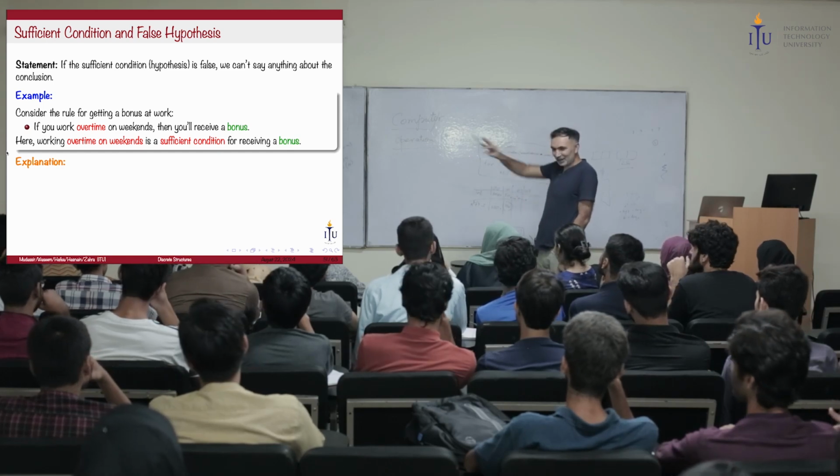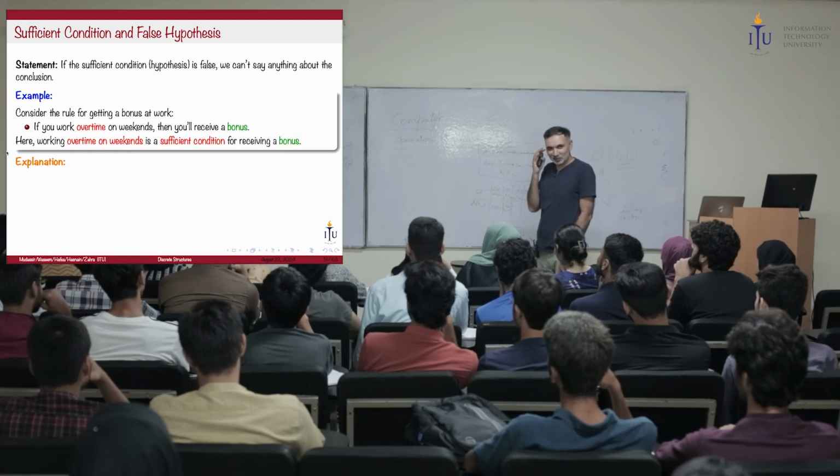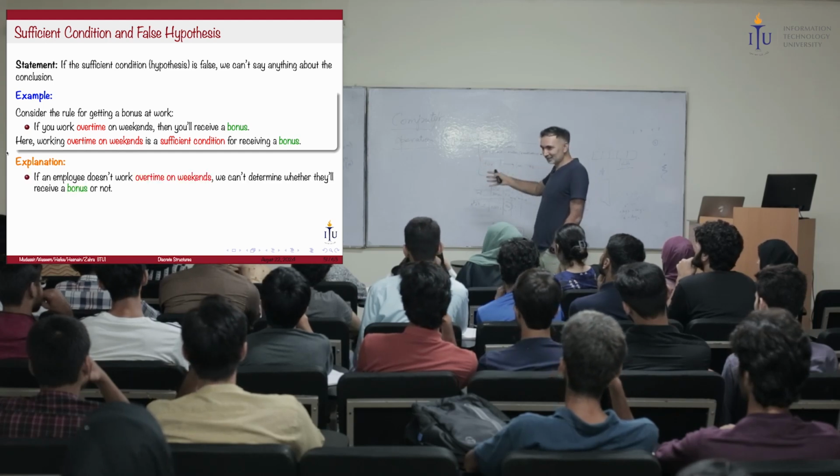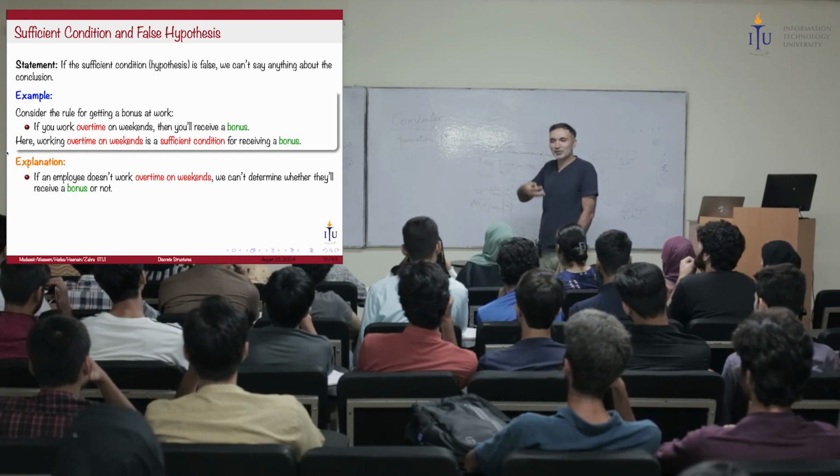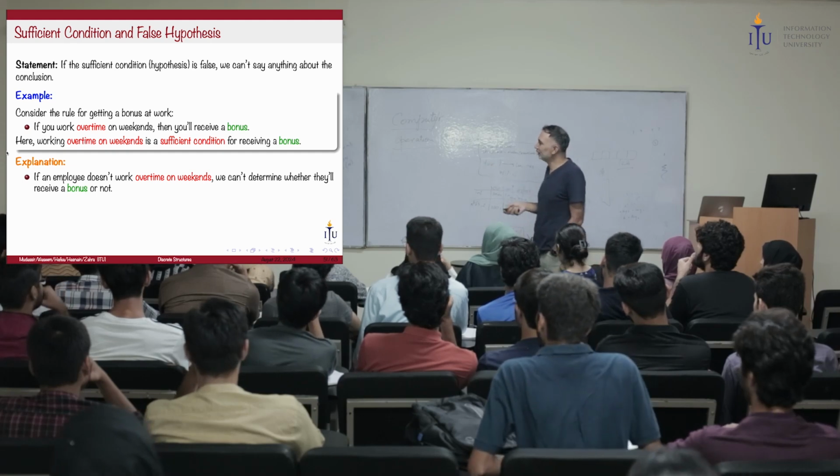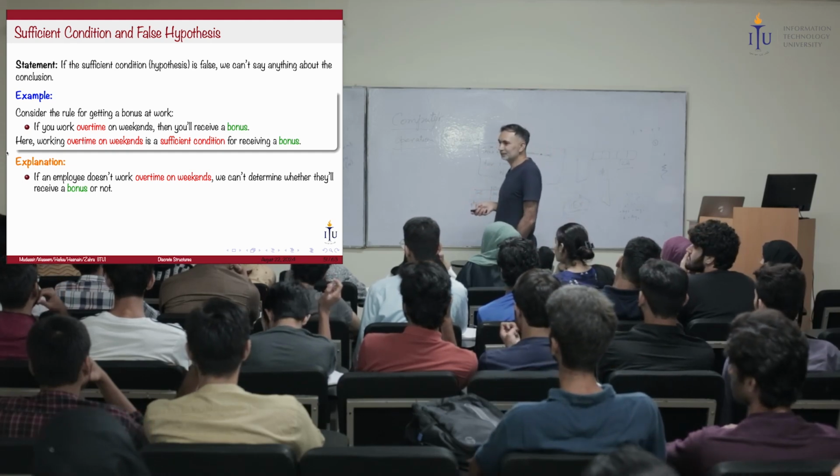Okay, come back to the grades example. If you score more than 80, you will get to pass the course. If you don't, you may still pass the course. So that's sufficiency. As another example.